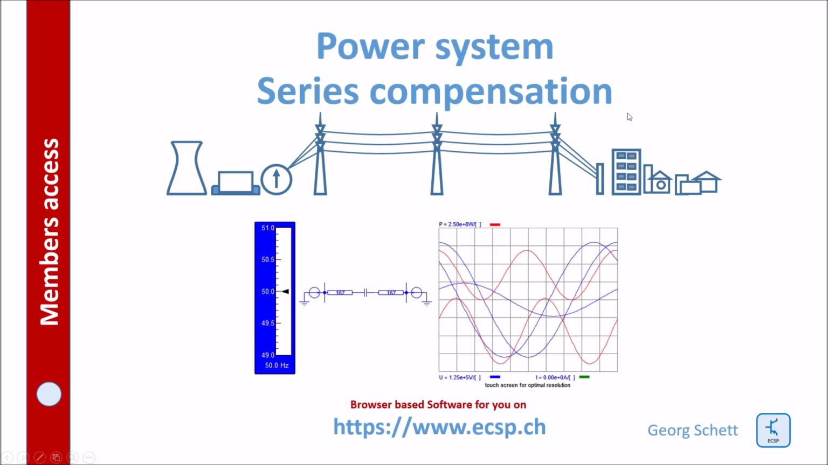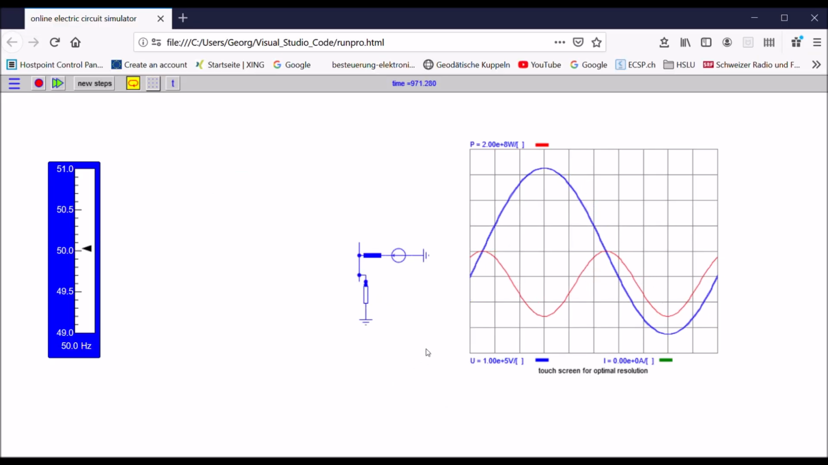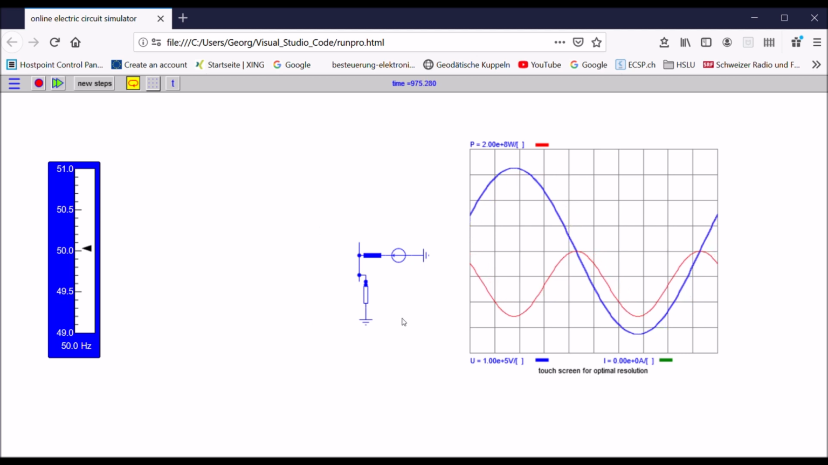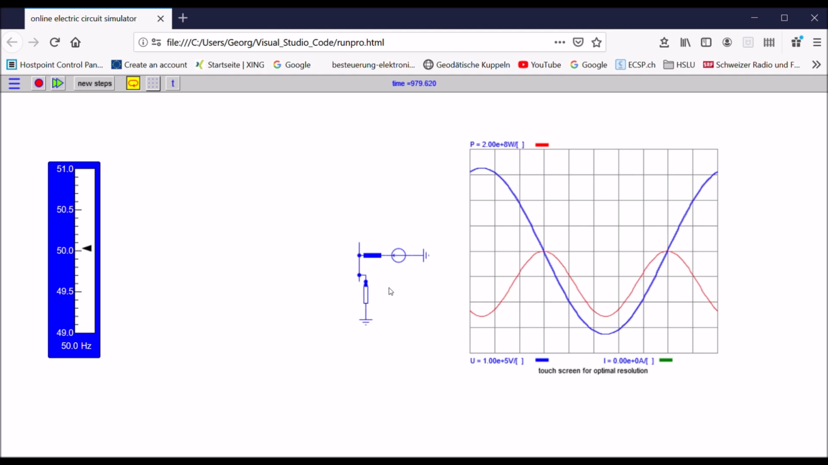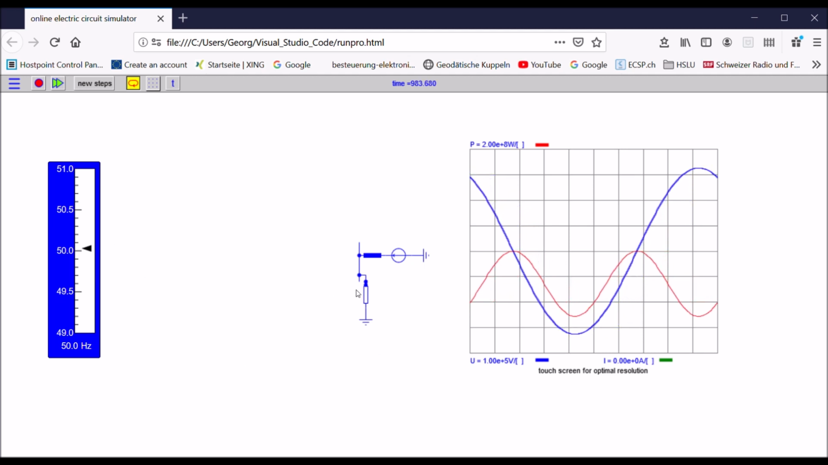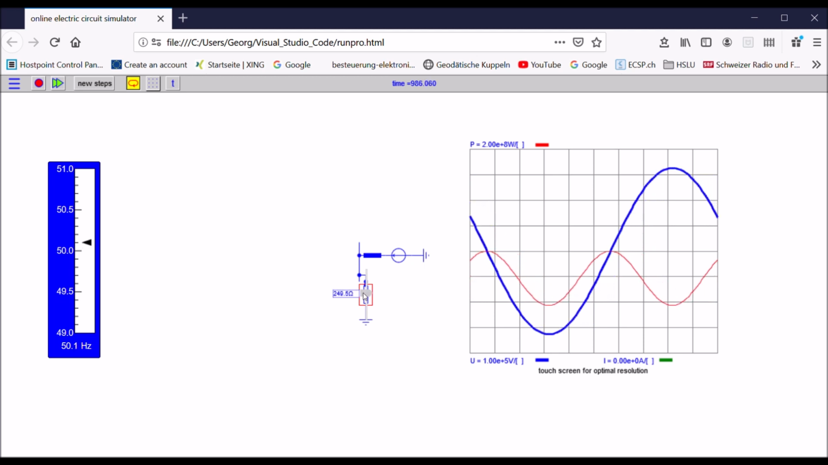Hello, today I want to talk about the series compensation for transmission lines. Let us assume that you have a region which is starting over time to consume more power than you can generate, so the balance would be out of control, and that would be visualized so that the frequency gets lower and lower. So I just want to show you how this would look like.